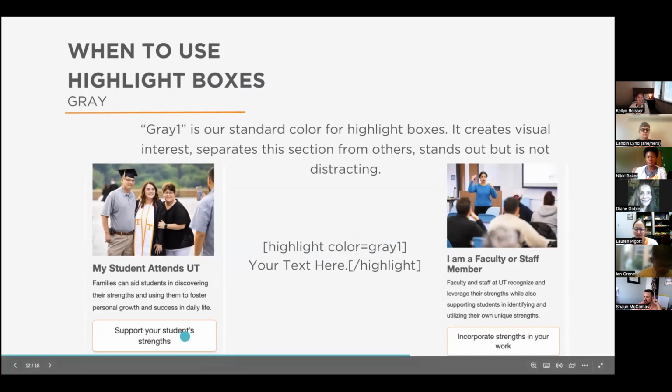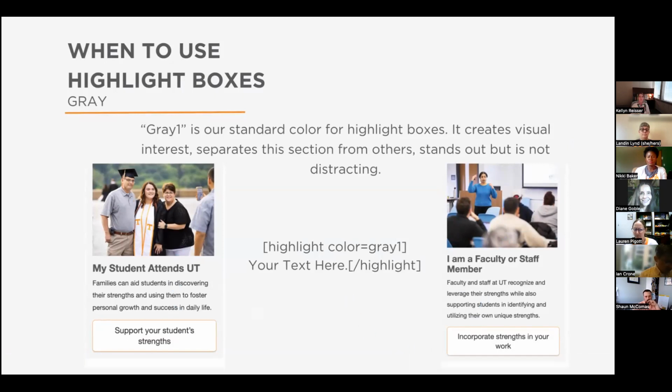And so we have it here and here. These can be found on basically any website, specifically the strengths page as well as the Big Orange Ticks page. So same thing here, your text would go in between these two bracketed items, and there you have it.